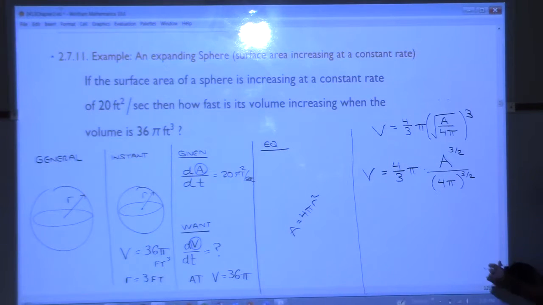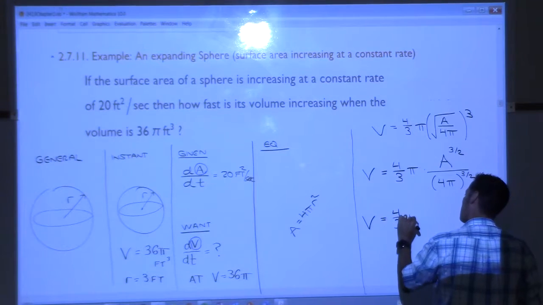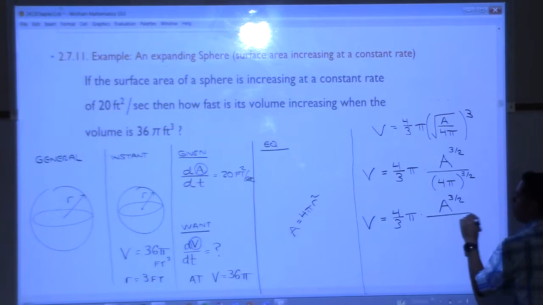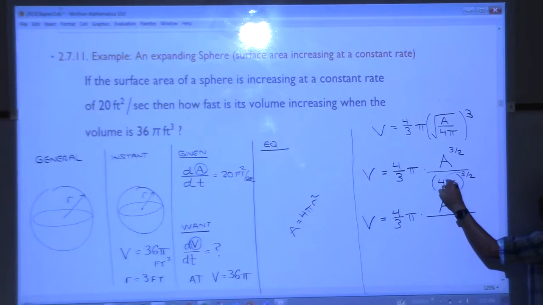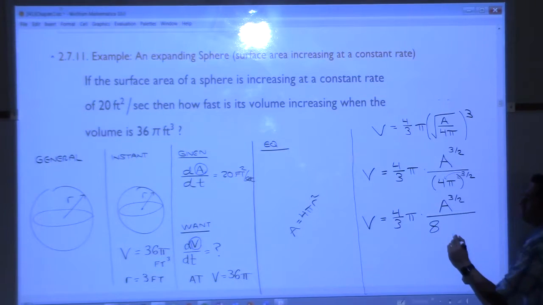On this bottom one, I'm going to leave the A to the 3 halves up there. On the bottom one, I can do this power on both of these, right? So what is 4 raised to the 3 halves? So you're supposed to take the square root of 4 and then cube it. 8, so you get 8 there. And then we have pi to the 3 halves. I can't do anything to that.